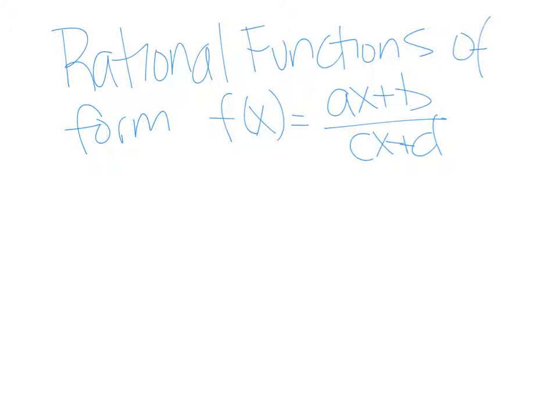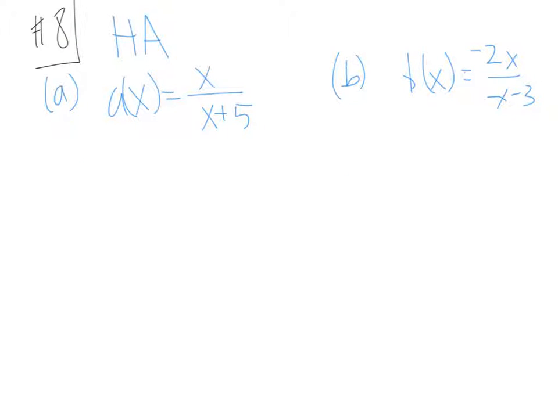Okay, this section is focused on rational functions of the form f(x) = (ax + b)/(cx + d). In question 8, we're asked to find the horizontal asymptotes of each function. The horizontal asymptote is what happens as x gets very large, but that's hard to do here because then both the top and bottom get very large.